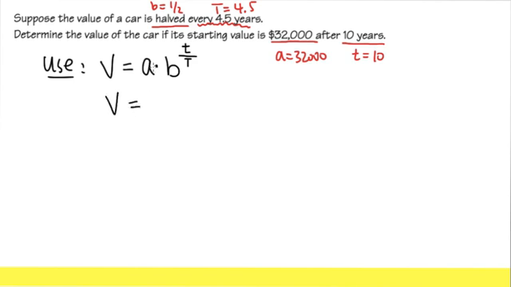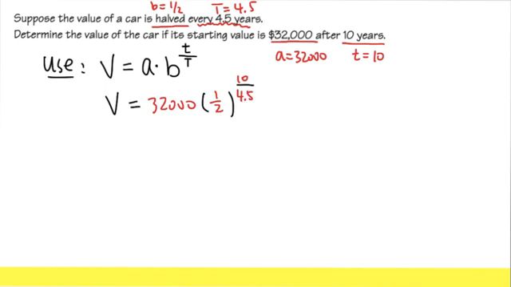Value is equal to A, which is 32,000. Great. And then multiply the B, which is just 1/2. I will just put that into the parentheses right here. And then the little t is 10, so we do 10 divided by, and again, all this is in the exponent, and then here we have the capital T. Capital T is 4.5, every 4.5 years, right? So this right here is just a setup.